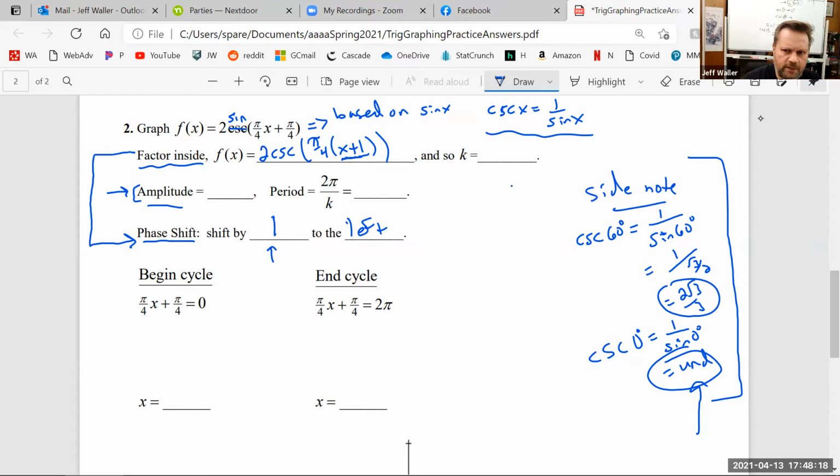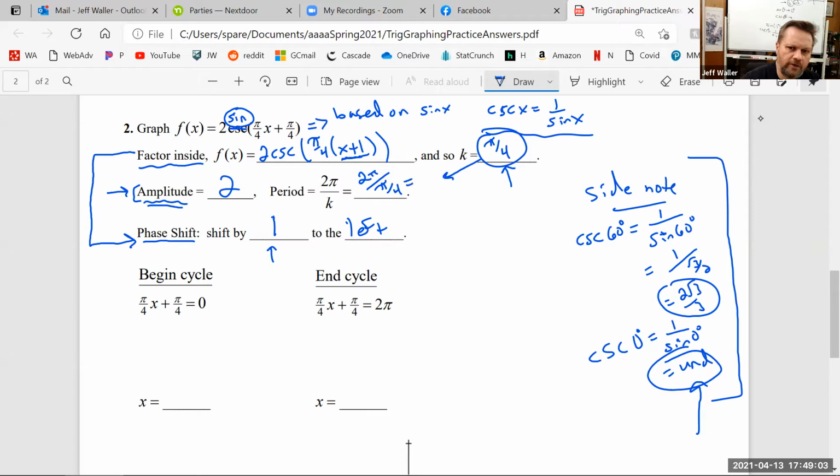Now somebody else tell me what K is. Pi over 4. All right. Now somebody else tell me what the amplitude is if I'm pretending like it's sine for a minute. What would the amplitude be for the sine function? This is an easy question. 2. All right. And then the period, you do what the period normally is, divided by K.